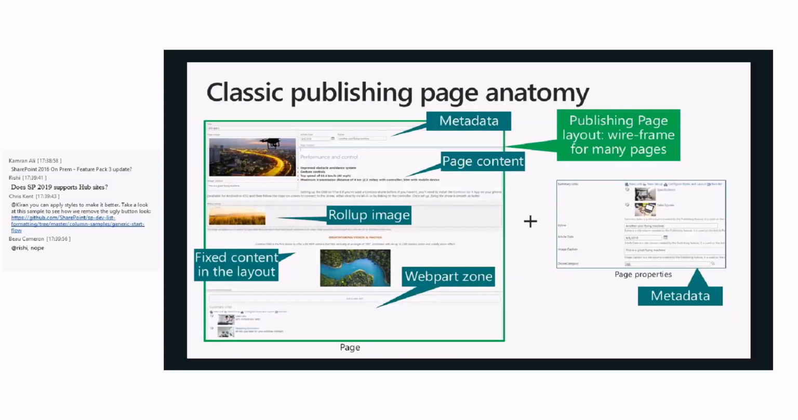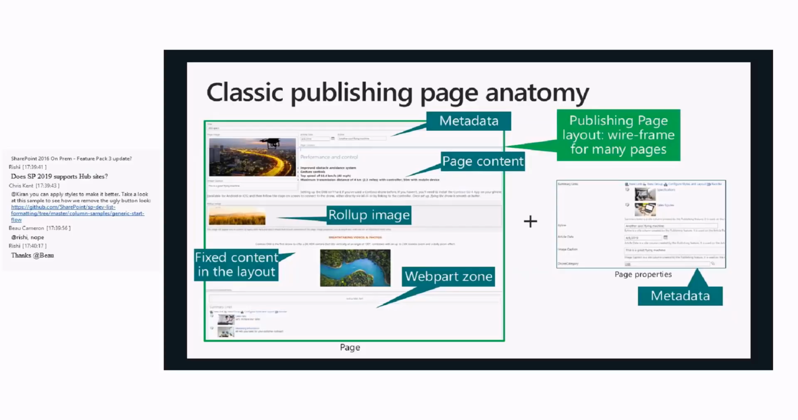A quick recap on publishing pages. Probably not everyone on the call has built publishing portals in the past because it's a thing from the past. It's an old thing, but there are still many portals around. A publishing page is comprised of a page layout and a master page. And what you see here are the elements of a page layout. You can define metadata fields on a page which are not visible when you show the page at runtime, but are a way to capture metadata.